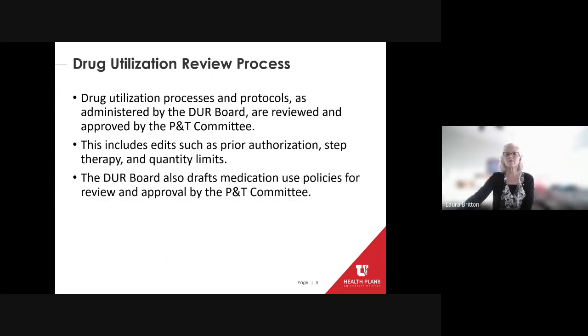We also have our Drug Utilization Review Board report to our Pharmacy and Therapeutics Committee, and that board recommends prior authorization criteria, step therapy, and quantity limits to the P&T Committee. Next slide, sorry.